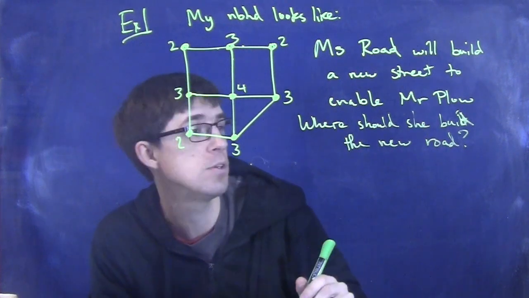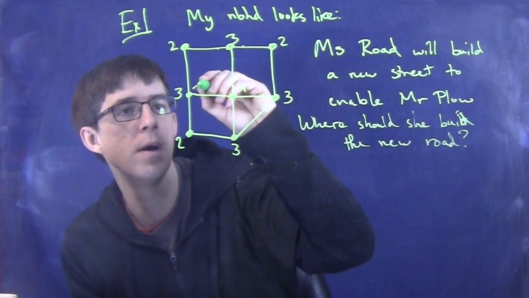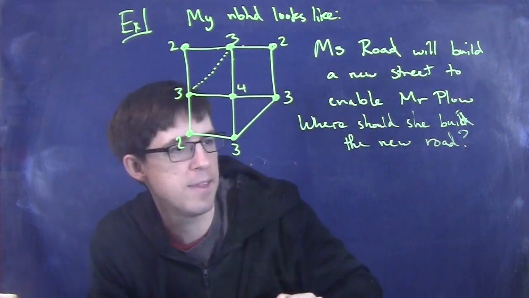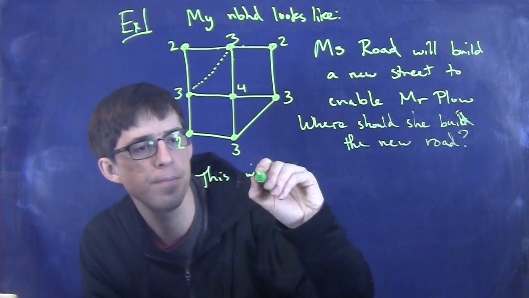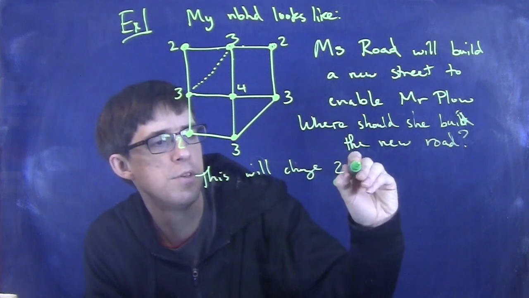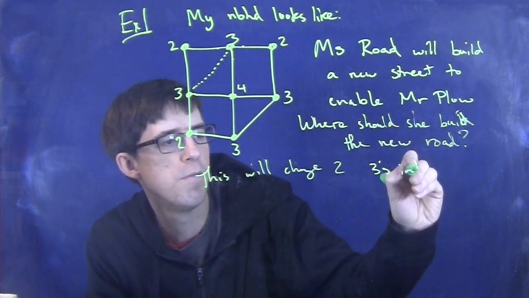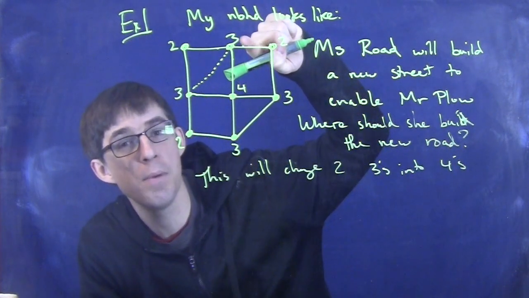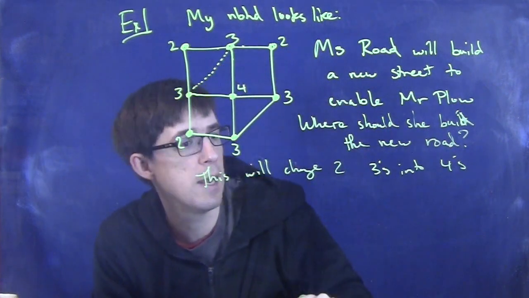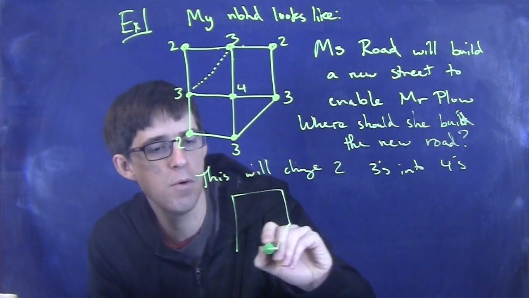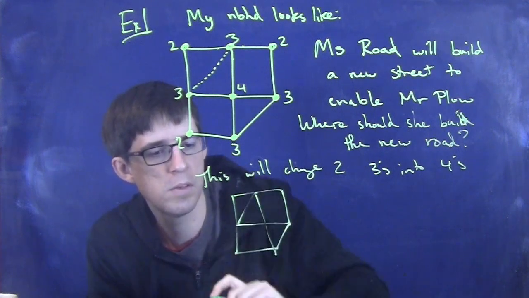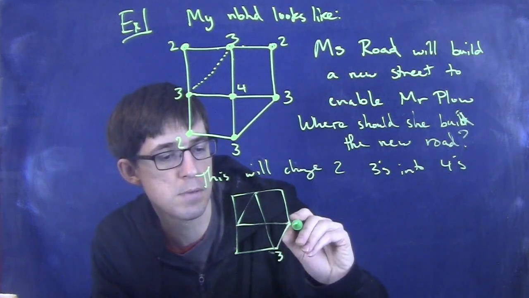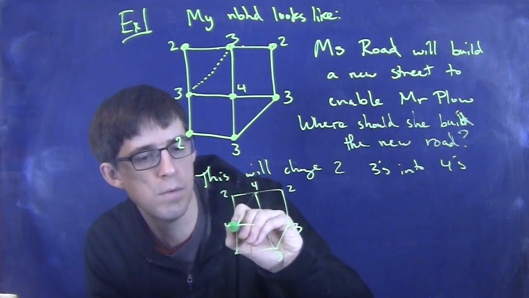Like I said, there are several ways you could do this, but let's say this one right here. If Ms. Road builds one road like that, this will change 2 3s into 4s, right? When you do that, it increases this, which used to be a 3, it will now be a 4, and it makes this, which used to be a 3, now be a 4. So my graph now looks like that, right? And now the degrees are all even except for these 2 3s. The rest are even. This is 2, 4, 2, 4, 2.